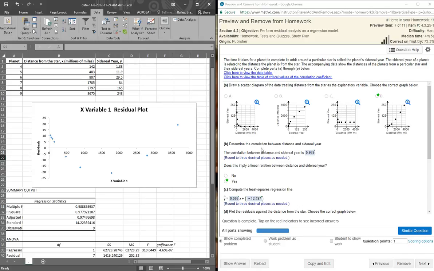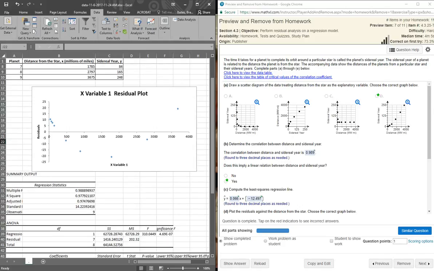And it says, determine the correlation between distance and sidereal year. So the correlation would be found right here in multiple R. So you can see it matches this number. Does this imply linear correlation? Yes. The best we can possibly have is 1 or -1, and this is very nearly 1.